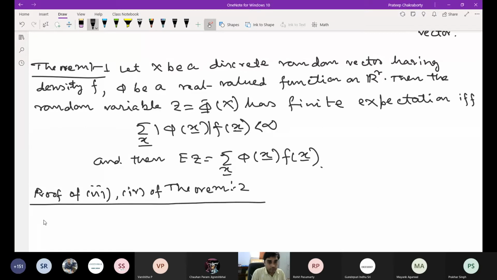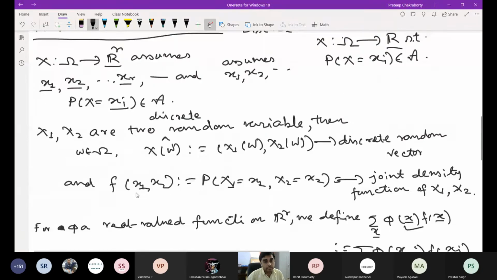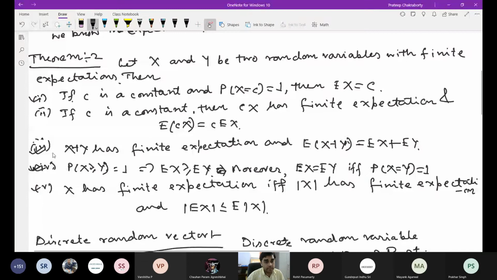So first, proof of 3. What is 3? If x and y are two random variables, discrete random variables, everything is discrete here, with finite expectations, then x plus y has finite expectation and E of (x plus y) is equal to E(x) plus E(y). We will first prove this, then we will prove 4.